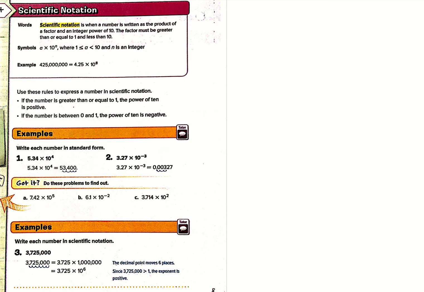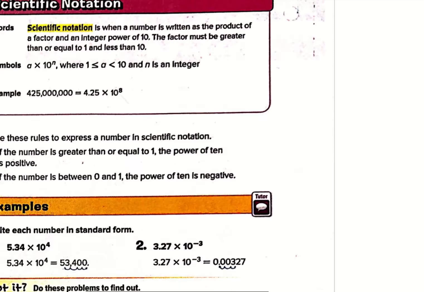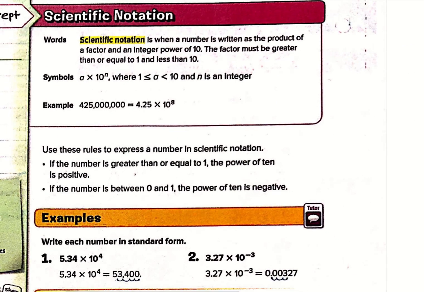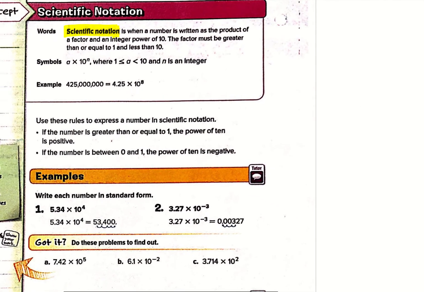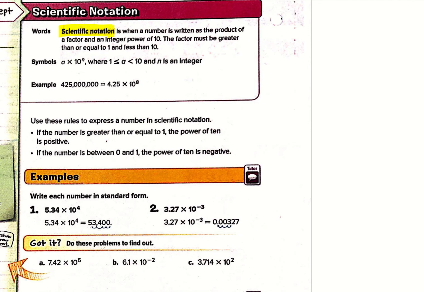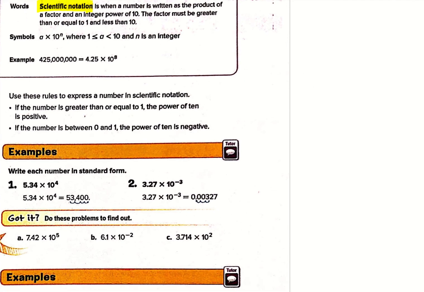The main idea of scientific notation is that a number is written as a product of a factor and an integer power of 10. And the factor is going to be between 1 and 10. They give us a good example right here.